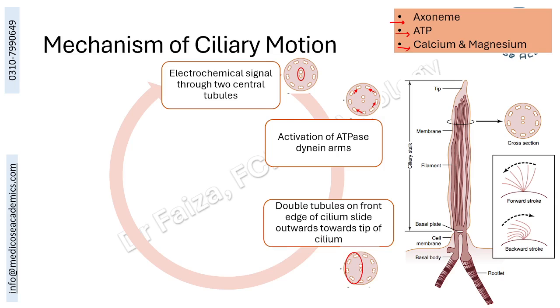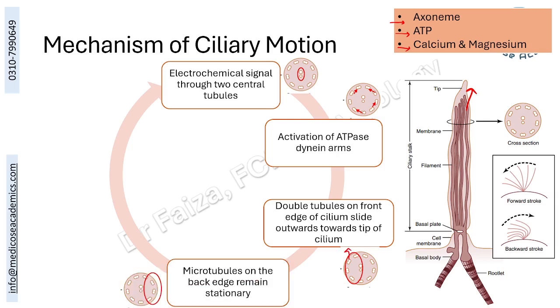On activation of ATPase dynein arms, doublet tubules on the front edge of the cilium will slide outward towards the tip. It began with the sensing of the signal by the central tubules, which led to the activation of ATPase dynein arms. Activation led to the movement of the front doublet tubules towards the tip of the cilium. Microtubules on the back edge, however, remained stationary.